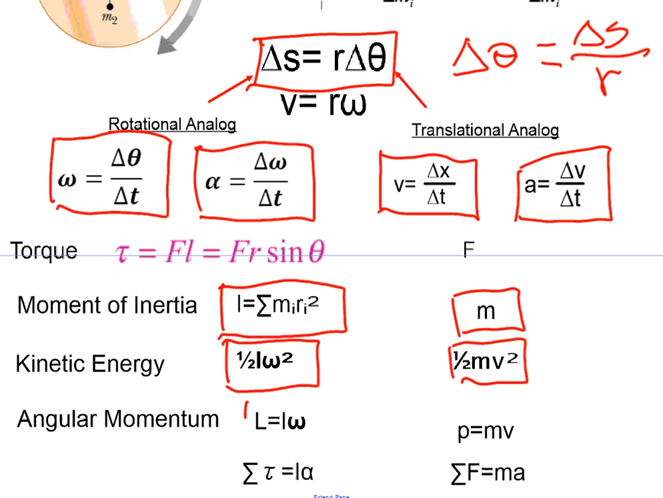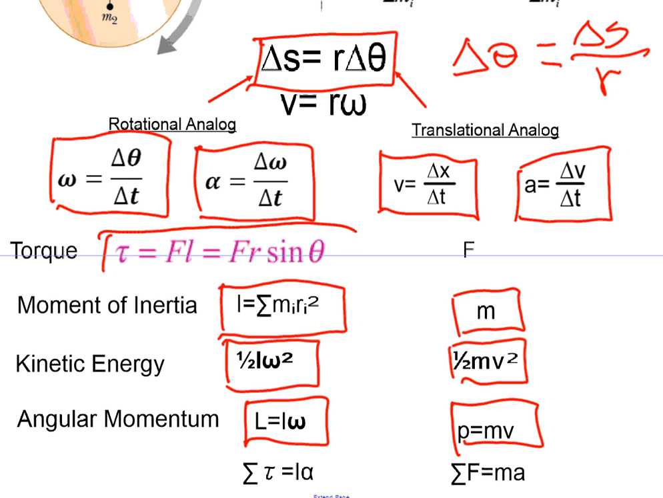It also has angular momentum, which is analogous to linear momentum. And of course, the thing that causes rotation is a torque. Torque is the product of force times moment arm. And the sum of the torques cause angular acceleration, analogous to the sum of forces causing linear acceleration.